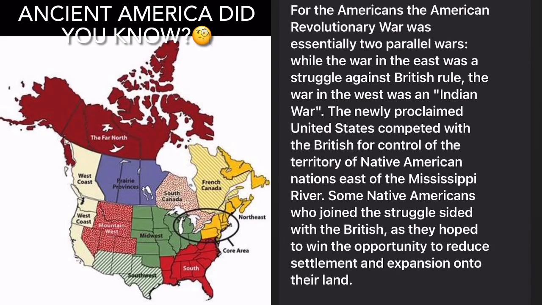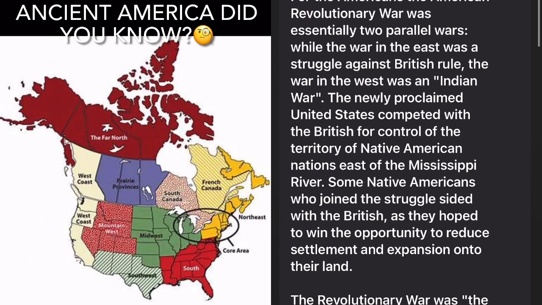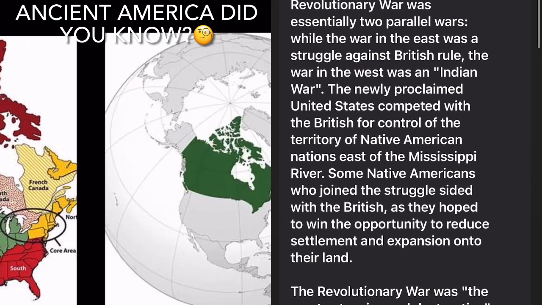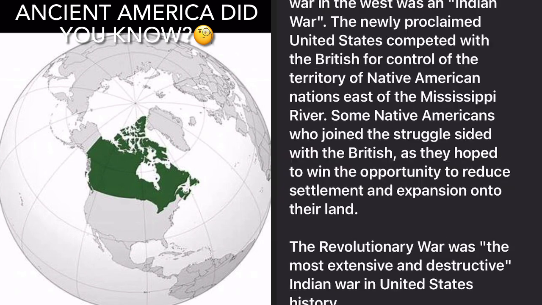For the Americans, the American Revolutionary War was essentially two parallel wars. While the war in the East was a struggle against British rule, the war in the West was an Indian war. The newly proclaimed United States competed with the British for control of the territory of Native American nations east of the Mississippi River. Some Native Americans who joined the struggle sided with the British, as they hoped to win the opportunity to reduce settlement and expansion onto their land.